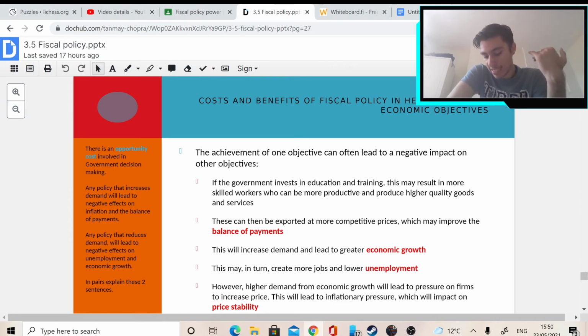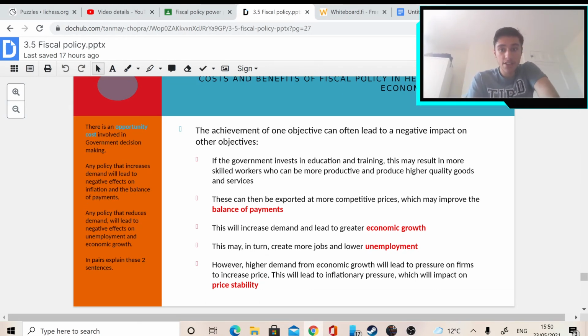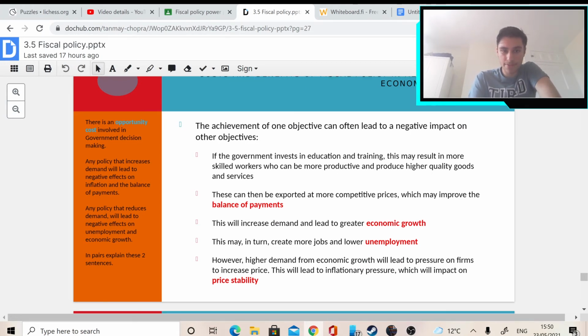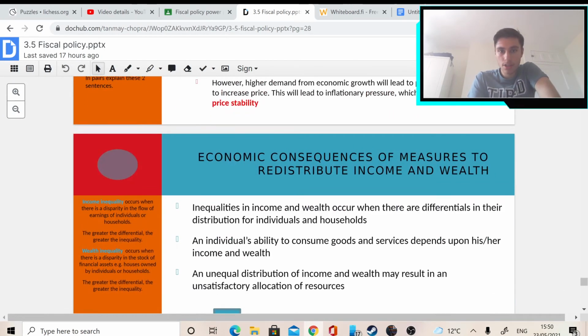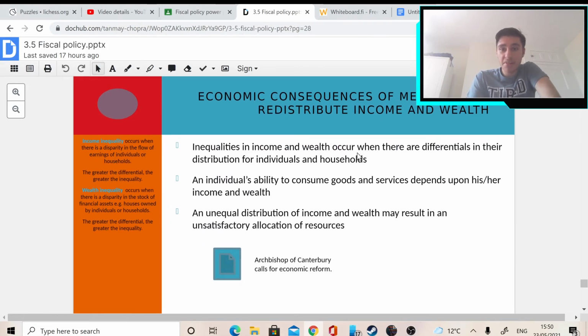Now, as incomes rise, people will want to spend more because they have more income, right? So this leads to higher demand, which leads to inflation. And this affects price stability. So even though you achieve three of them, you had to compromise with the fourth one. Now inequalities in income and wealth occur when there are differentials in individuals.